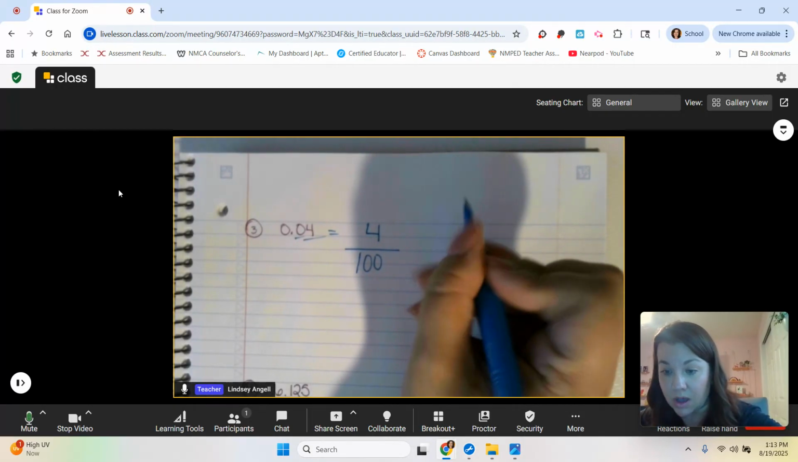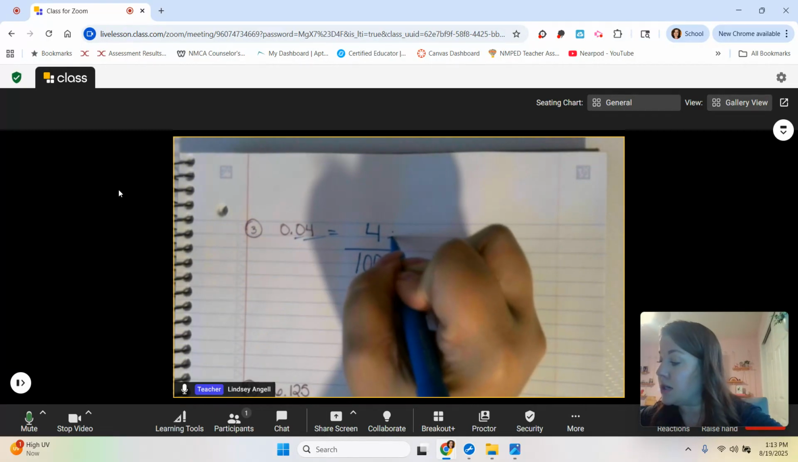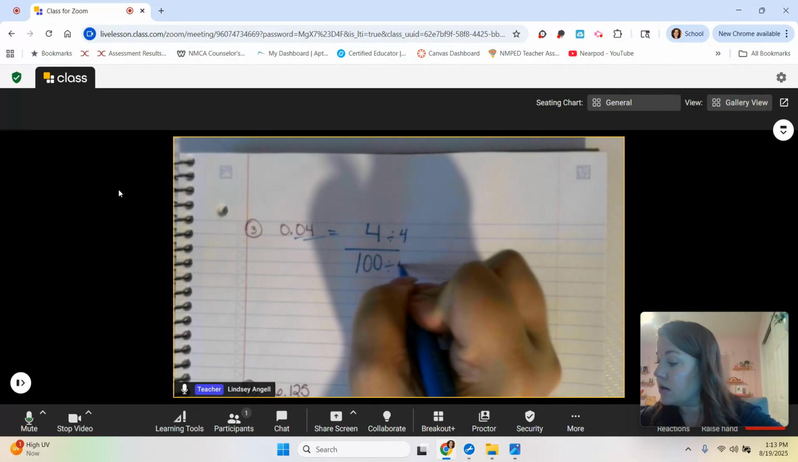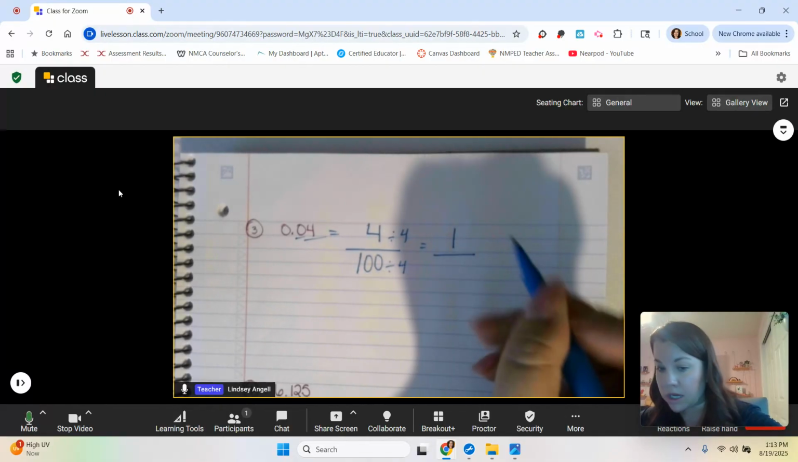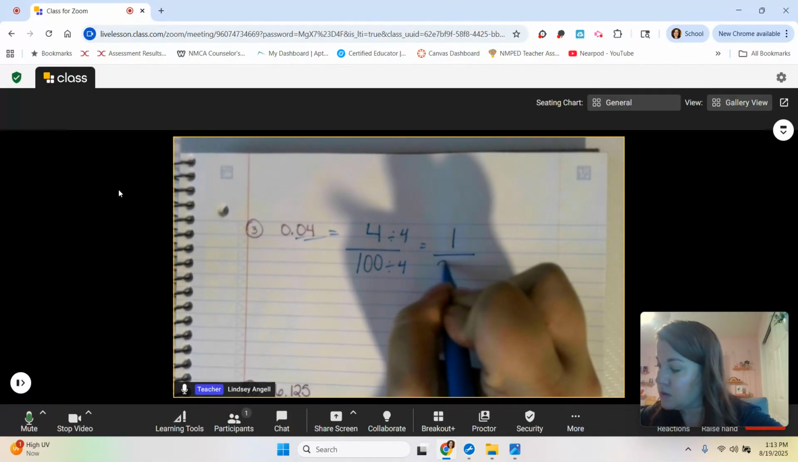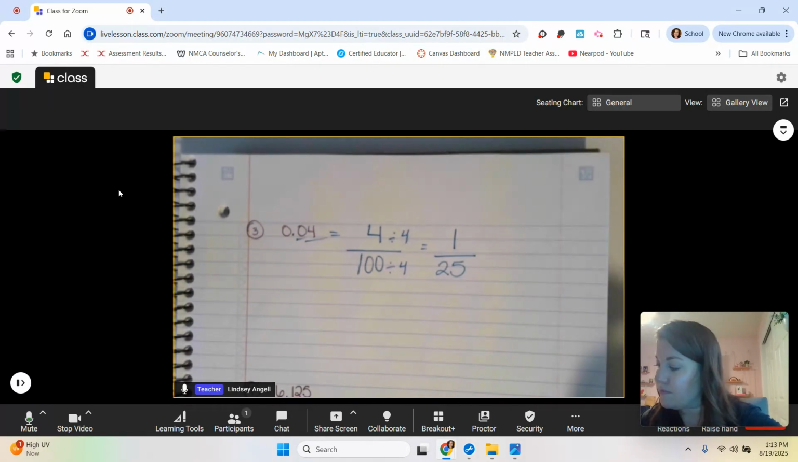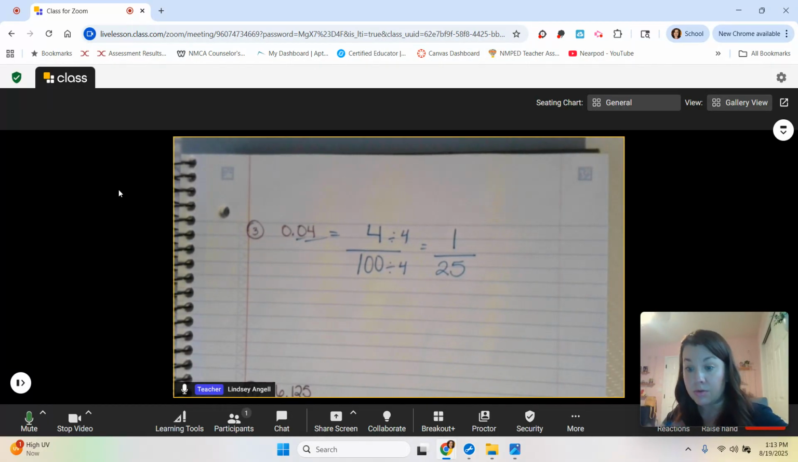The greatest common factor between 4 and 100 is the number 4. 4 goes into both of them. 4 divided by 4 is 1, and 100 divided by 4 is 25. You could have divided by 2 and then divided by 2 again. That would have been acceptable as well.